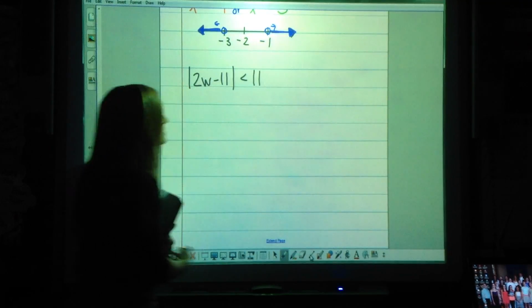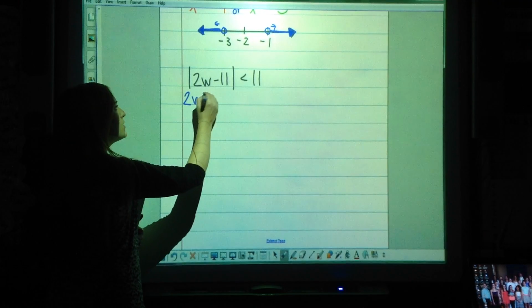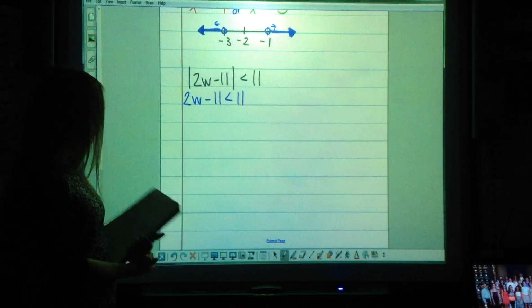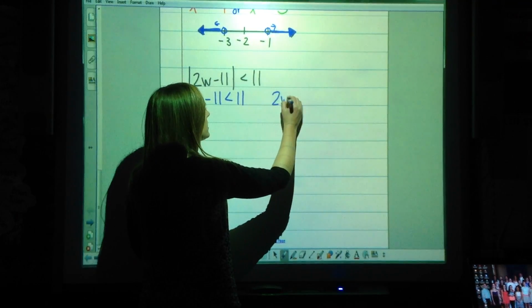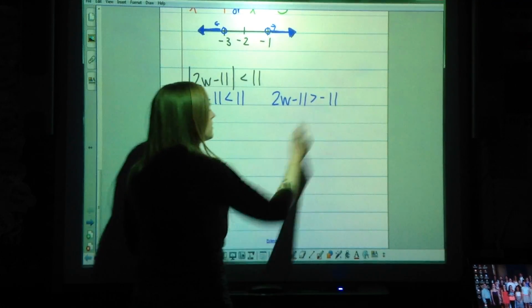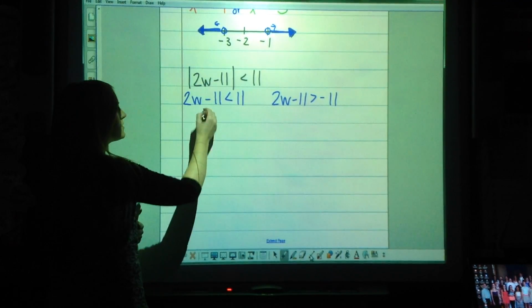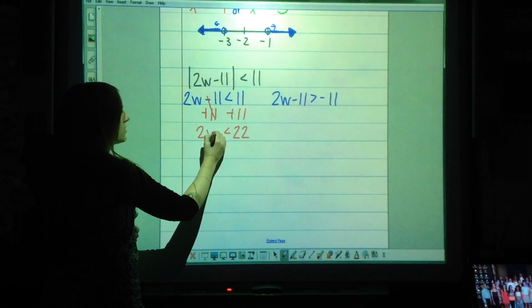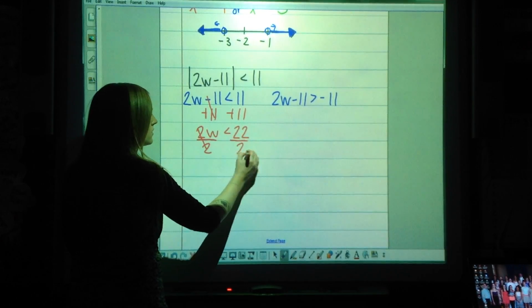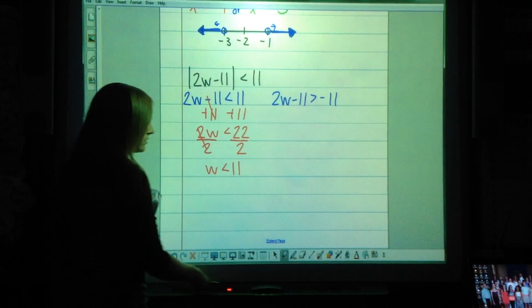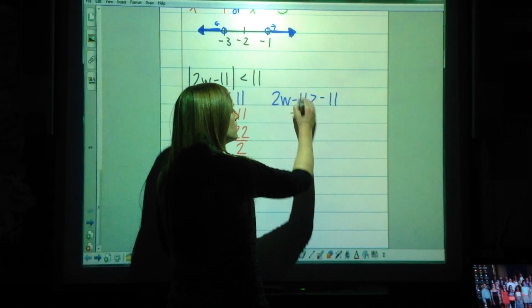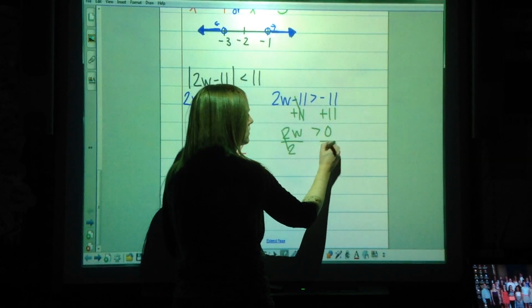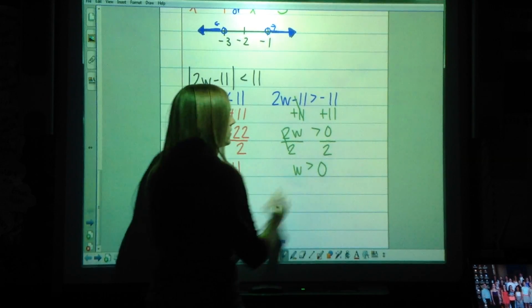You need to split this into two separate problems. The first problem is going to look exactly the same. The second problem, you're going to switch the inequality symbol and then make your answer negative. I'm going to solve both inequalities. W is less than 11. W is greater than 0.